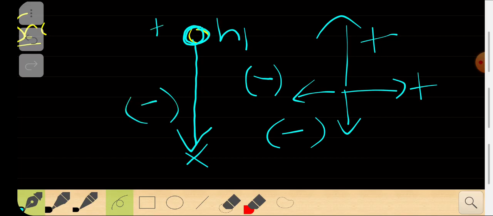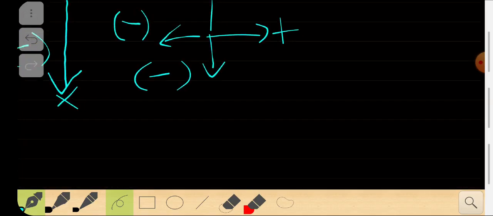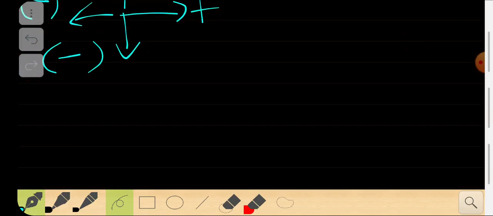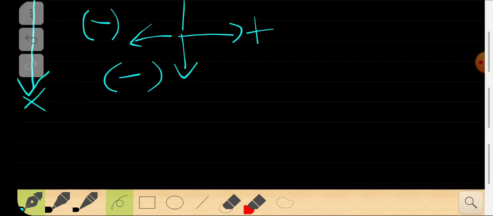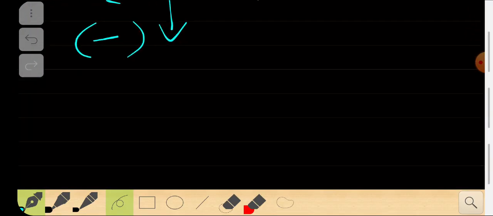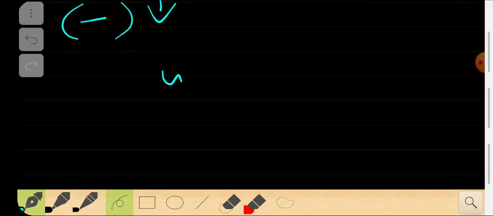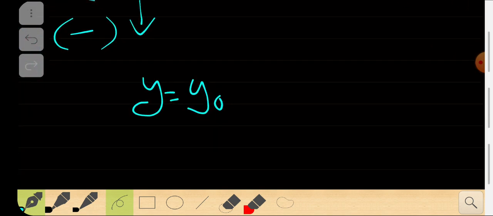We need to follow the coordinate system, or else we will get a flipped sign, a negative sign in the answer, which might make you confused. So to avoid that, we must always follow the coordinate system and the coordinate axis. So we can say that y will be equal to y0, the distance traveled by the ball, y0 plus v0 t minus half g t square, right?